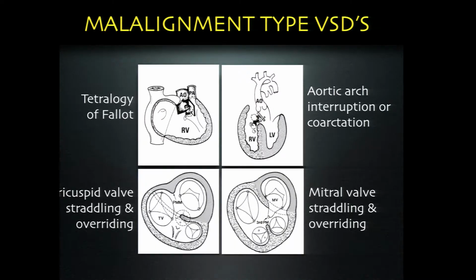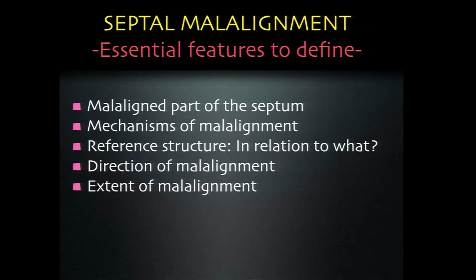And then the other is tricuspid valve straddling and overriding, and mitral valve straddling and overriding. You probably remember that tricuspid valve overriding and straddling is through a posteriorly located VSD, while mitral valve straddling and overriding is through an anteriorly located VSD. That should be revisited, because it is not very accurately described in the literature. So this is a newly developed concept.